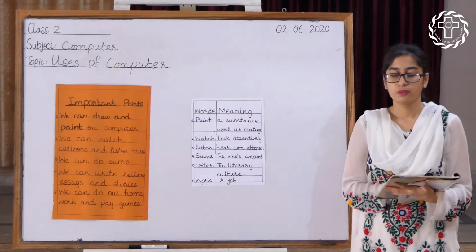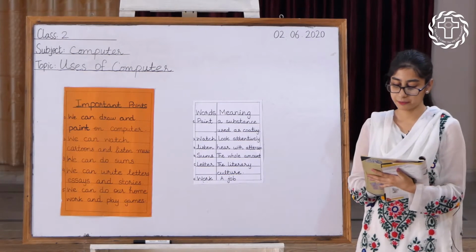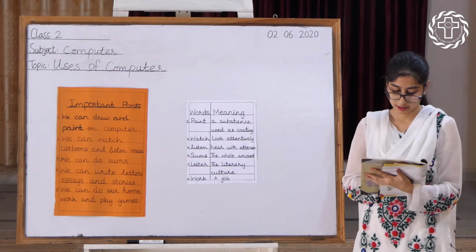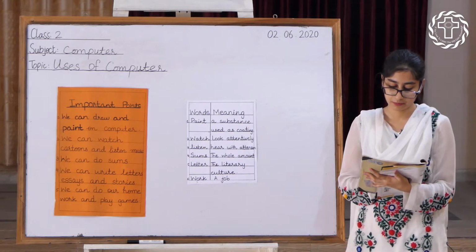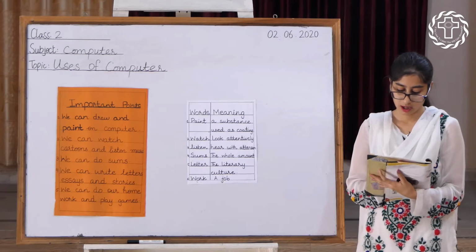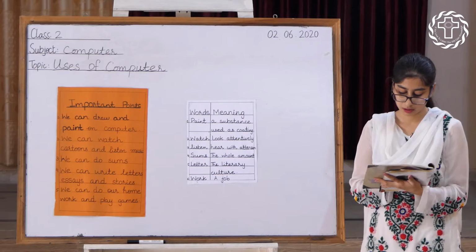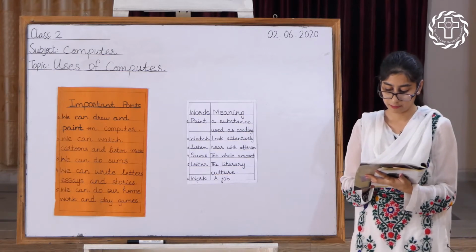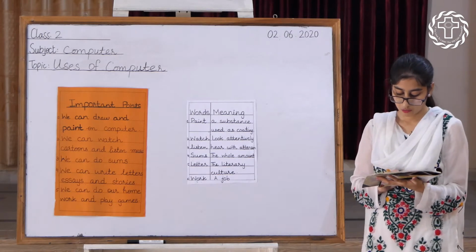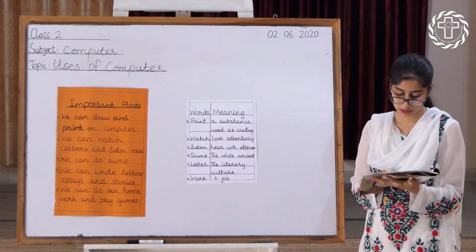Today, we are going to start our new topic. What does a computer do? On page number 5, first paragraph. A computer is an important part of our life. It helps us to do many things. With the help of computer, we can do our homework, draw and paint, play games, write letters, essays and stories, watch movies and listen to music. We can also do sums.